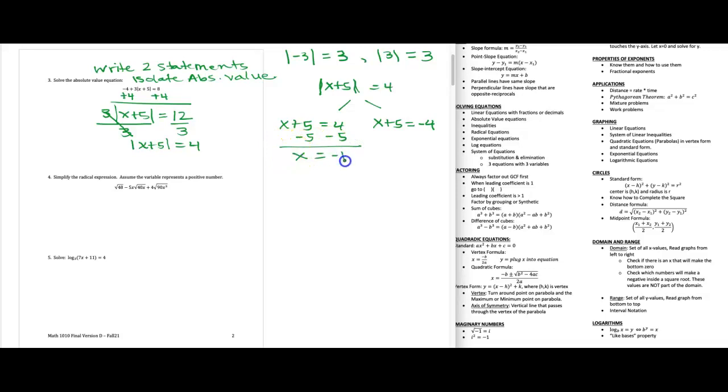So we get x equals negative 1. And then here we get x equals negative 9. Okay? And then those would be my answers.